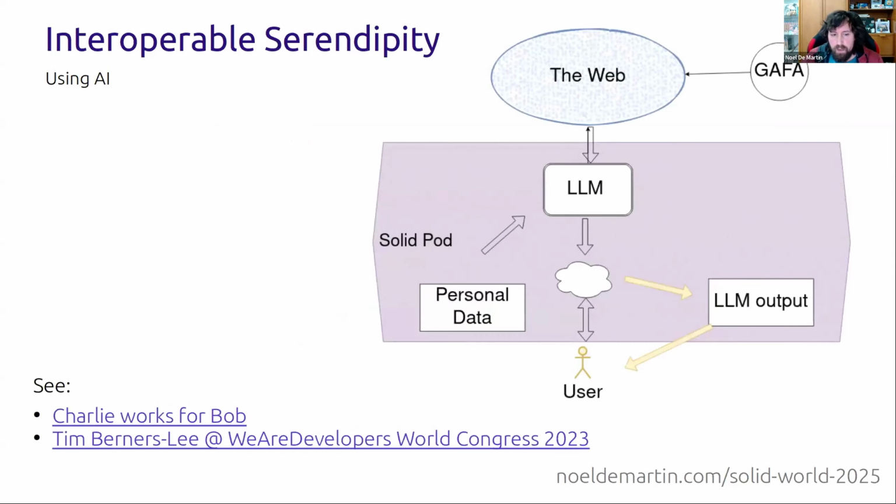And in case you are not familiar with this concept of a personal AI, I suggest that you check out this writing by Tim Berners-Lee, and he also talked about it at the We Are Developers World Congress. The idea here is that you would have an AI that is in your pod and it doesn't reach outside of your pod. So all the data is private and you can use it with sensitive data as well. So yeah, that's the basic idea.